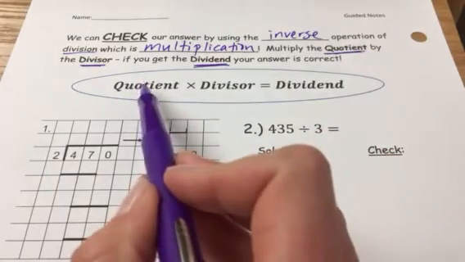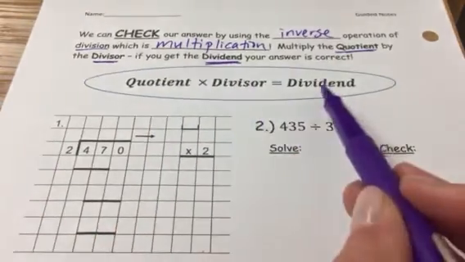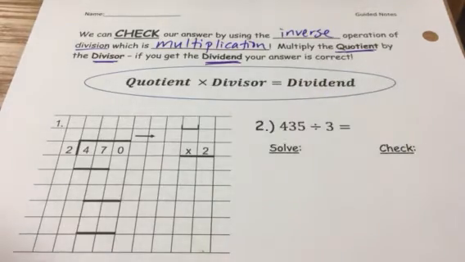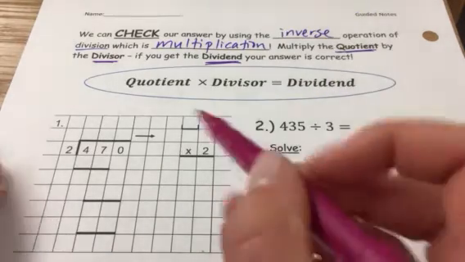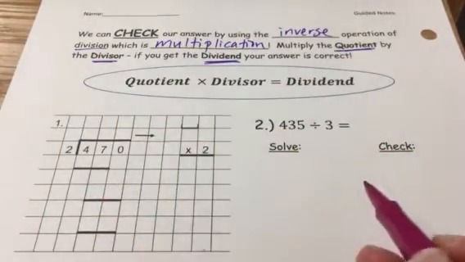So again, the order is we're going to take our answer, multiply it by the number that we were dividing by, and if we get the number that was in the doghouse, we are correct. So let's go through another example. I like creating columns for ourselves so we can make sure our numbers are nice and lined up.